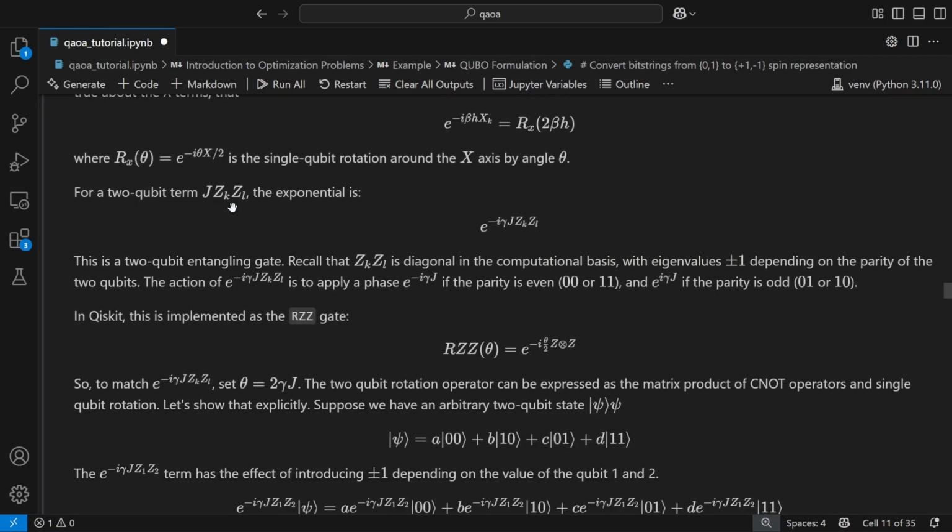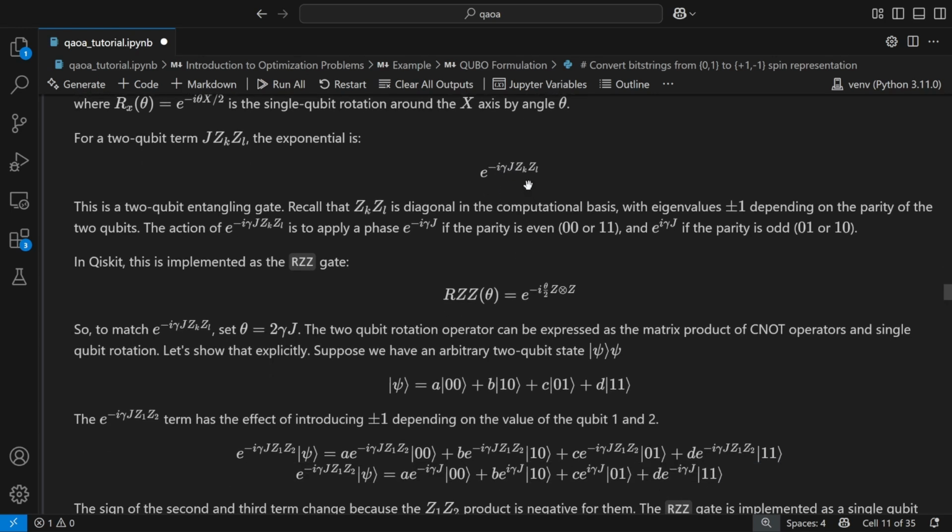For the 2-qubit term, we want to calculate the exponential of this 2-qubit gate operator with a coefficient J. In this case, the effect is a little more complicated. It cannot be expressed as a single rotation. There's actually a gate for it defined in Qiskit. It's called RZZ, which basically performs the operation we want with the angle 2 gamma j.